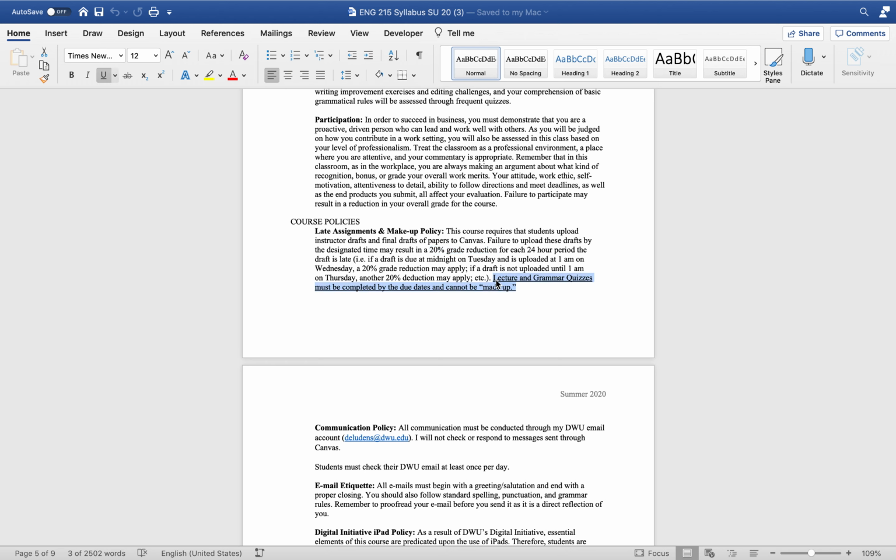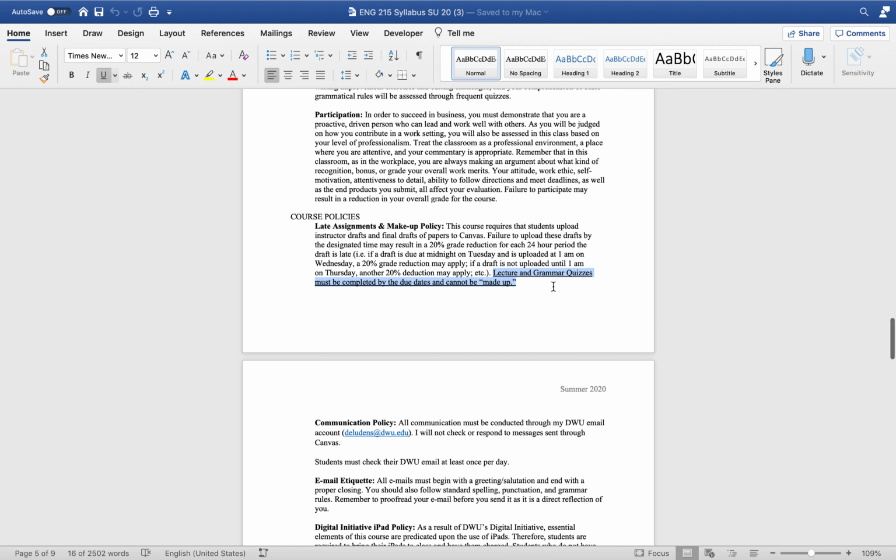Also, please keep in mind that lecture and grammar quizzes cannot be made up. If you miss those, you are just out those points. So be sure you're paying close attention to our unit plans as far as when certain assignments are due.